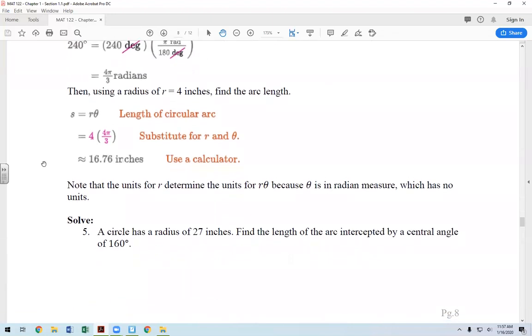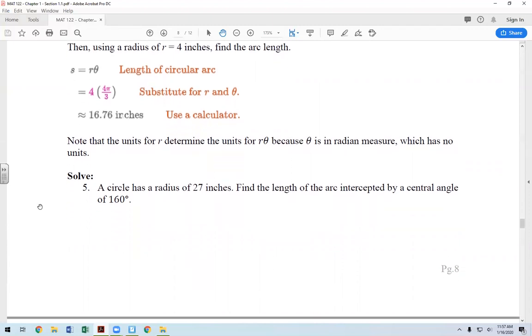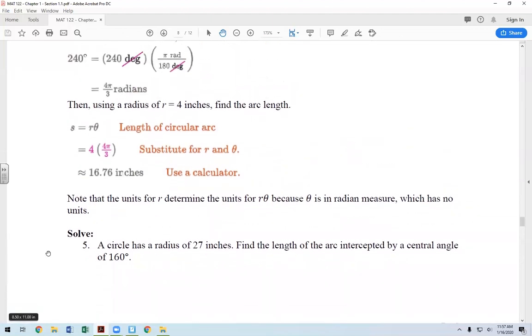And it's okay to put decimal approximations for your arc length. What I recommend is using the pi key instead of typing in 3.14, because if you just do 3.14, your decimal approximation will be incorrect. So just press the pi key and you will get the answer. And of course, keep in mind that since you are still talking about length, if your radius is in inches, your arc length will also come out in inches.